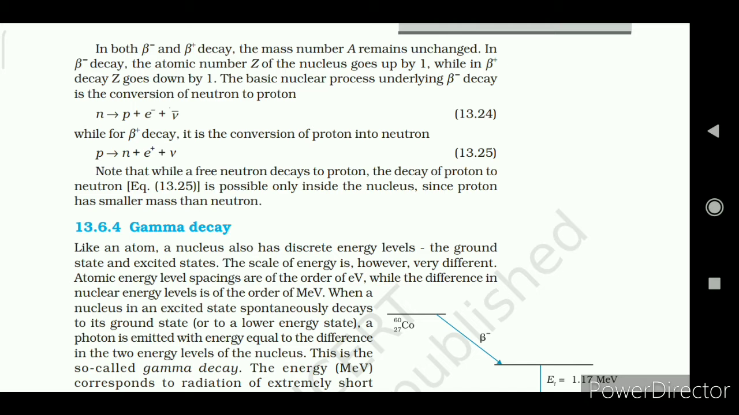The more abundant isotope of uranium in naturally occurring uranium is non-fissionable. When it captures a neutron, it produces the slightly heavier radioactive plutonium through these reactions. Plutonium undergoes fission with slow neutrons. Figure 13.5 shows the schematic diagram of a nuclear reactor based on thermal nuclear fission.